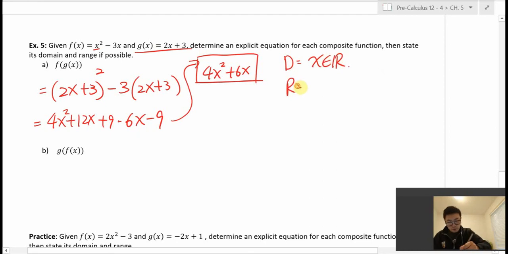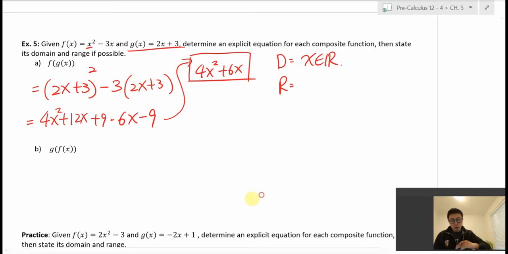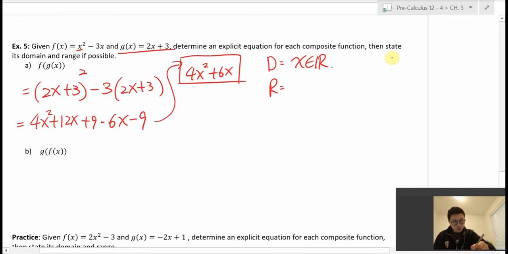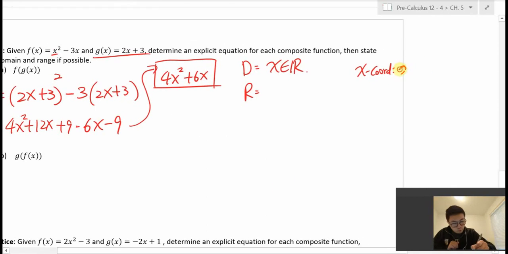For range, this is a little bit trickier. We need to find the vertex. And hopefully you know how to find the vertex of a quadratic function. You can either complete the square, or, again, I might have shown you this, I can't remember anymore, you can find the x-coordinate of the vertex by simply using the formula that x is going to equal negative b over 2a.